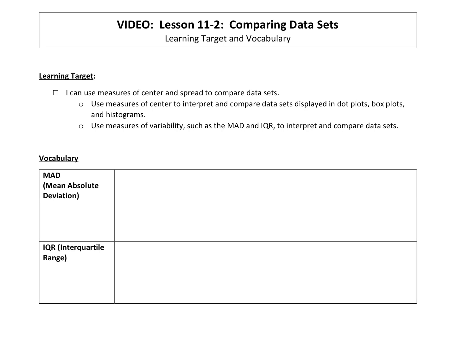Our learning target for this lesson is to use measures of center and spread to compare data sets. We will use measures of center to interpret and compare data sets displayed in dot plots, box plots, and histograms, and we'll use measures of variability such as the MAD and IQR to interpret and compare data sets. All right, so in our vocabulary, why don't we go ahead and define what the MAD is?